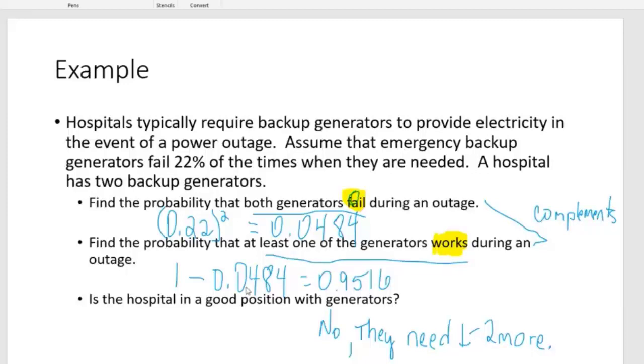So anytime you have more backup options, your chance of success is better, and that's what we're dealing with on redundancy. So that finishes up this lesson.